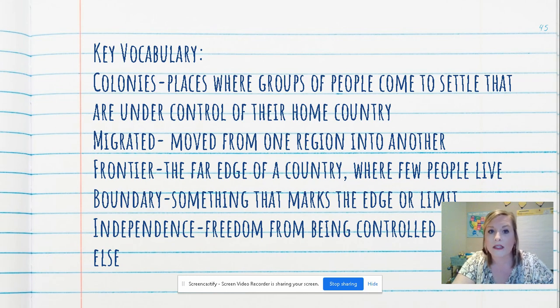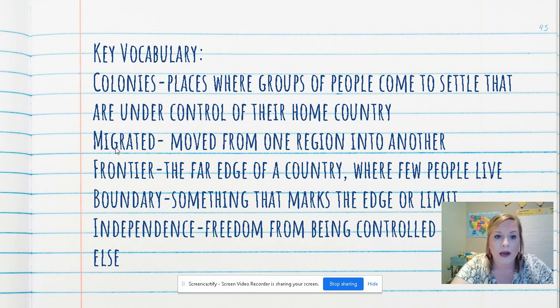Our first one is colonies. Colonies were places where groups of people came to settle that are under control of their home country. We actually started with 13 colonies, and they're going to talk about this when they start reading. But that's actually this area right up here that I want you to be able to see. It's truly on the east upper side where our first 13 colonies started.